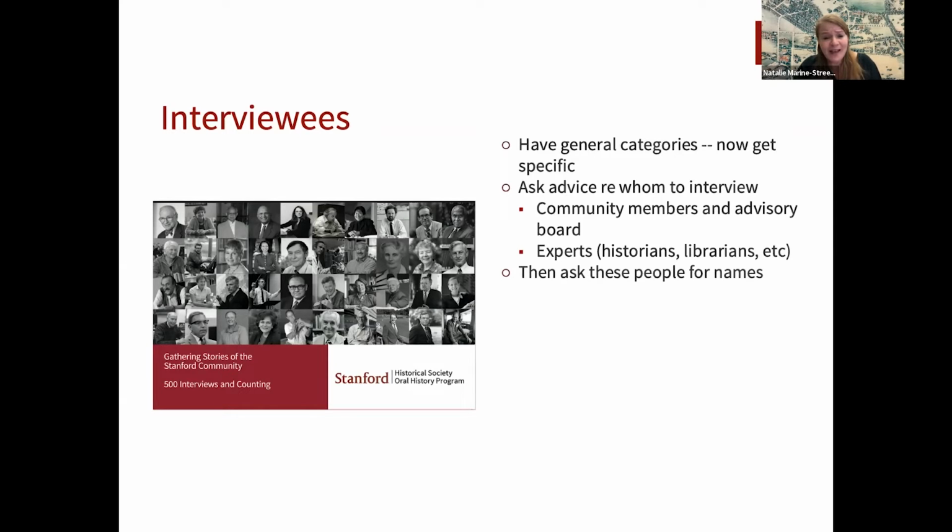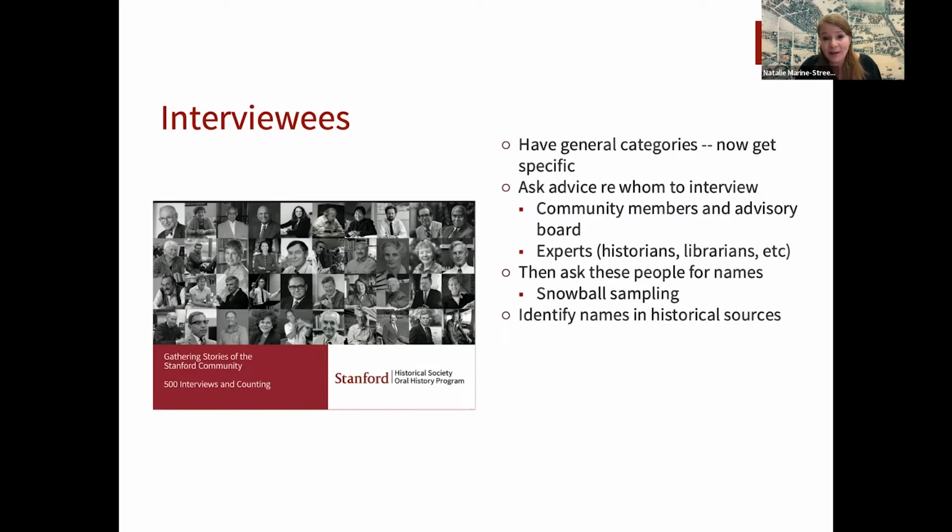And then you're going to ask this first round of interviewees for some suggestions for who else we should talk to about that project. We're going to call this snowball sampling, because you start with this small group and then that group helps you to find the rest of the people for your project.